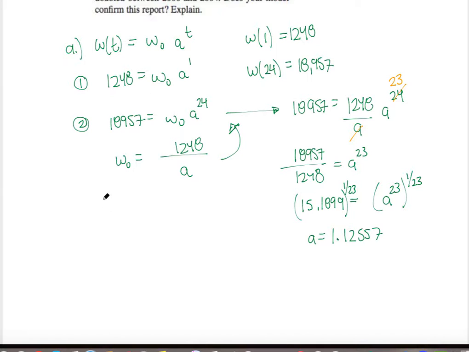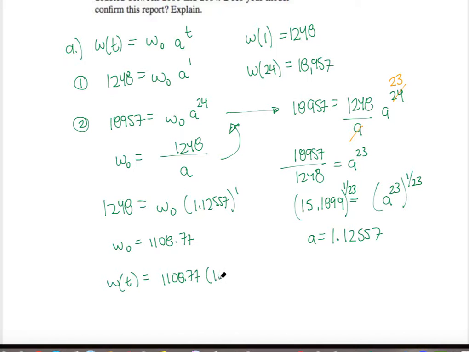So the last bit is we can go back into equation 1 and find W0. So how do we do that? Well, we say 1248 equals W0 times A to the first, which is 1.12557 raised to the 1. So simply just dividing both sides by this number, we end up with a W0 of 1108.77. So our equation works out to be 1108.77 times 1.12557 raised to the t power.